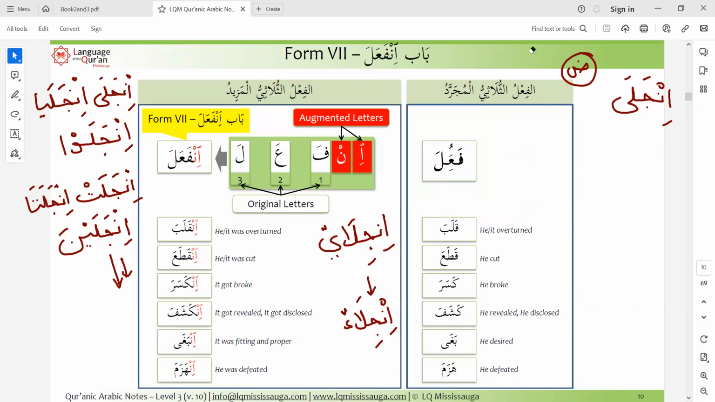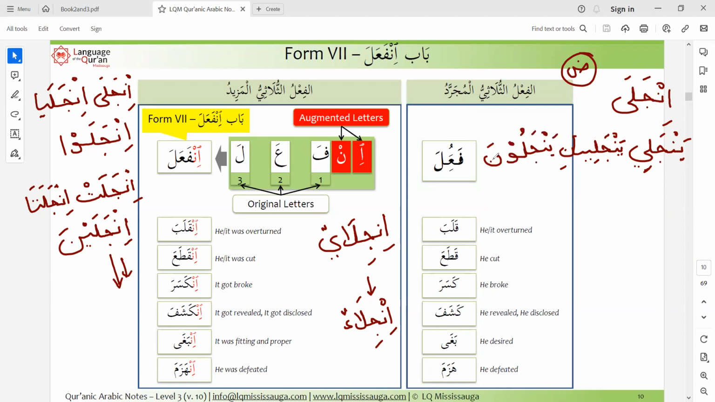Okay, so Yanjali, Yanjaliyani, Yanjalawna, Yanjaliyani, and then Yanjaluna.